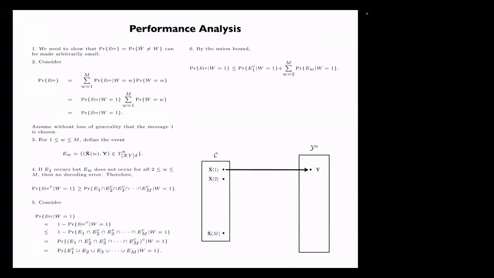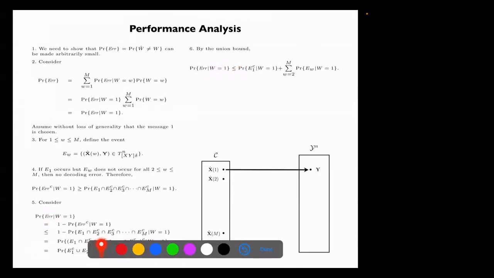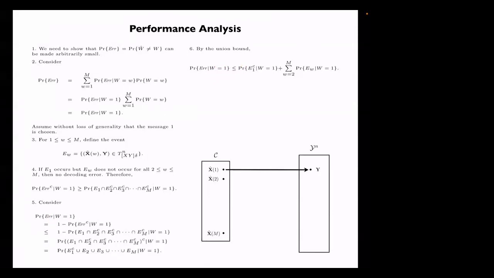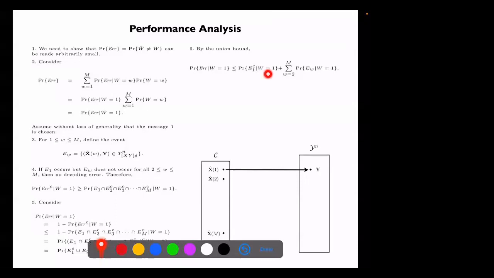Now by the union bound, I'm sorry that it blocks the screen, but the last line here is the probability of the union of events. So we apply the union bound so that we can write the probability of error given W equals 1 is less than or equal to the sum of all these probabilities in the union. The first term is the probability of E1 complement given W equals 1, plus all the other terms starting from 2, which is the probability of E sub w given W equals 1. Now, E1 complement means that the first code word is not typical with the Y.